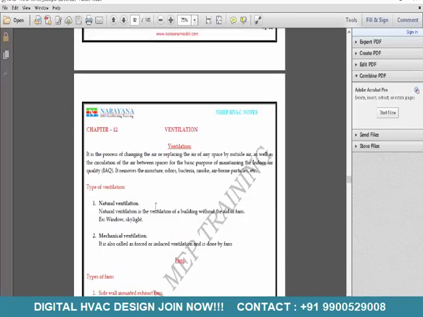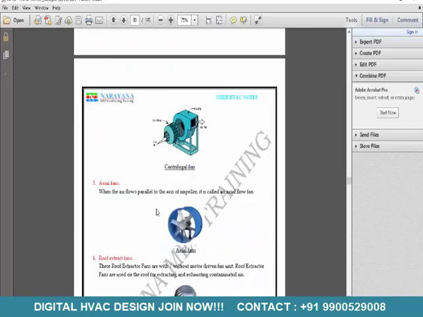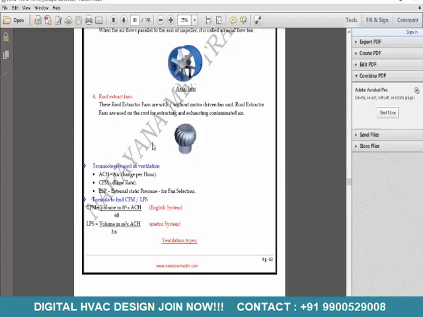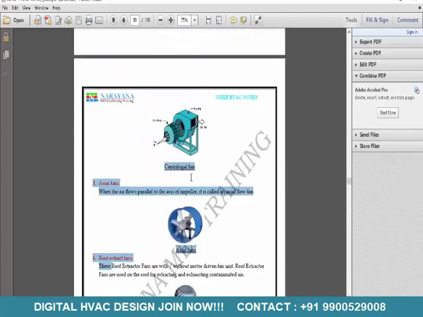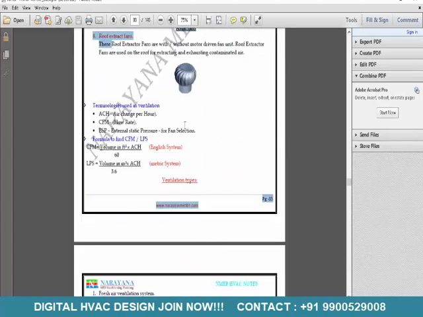Forward curve and backward curve fan. No, sir, we have not discussed. Okay, fine, we will discuss that one. And what are the types of fans? That also we will discuss. Mainly we will discuss the centrifugal fan and axial fan. Then roof extract fan, it is basically for industrial purpose.